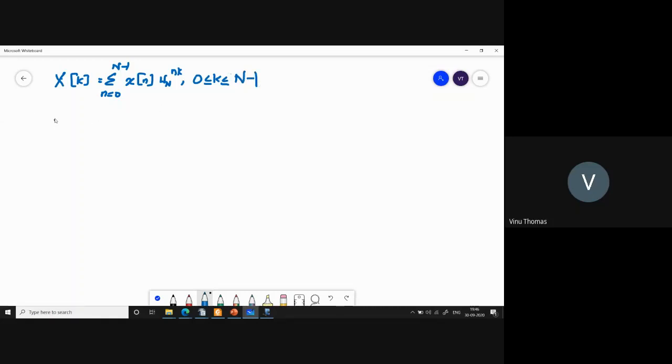x of n is equal to 1 by n sigma k equal to 0 to n minus 1 X of k W_N raised to minus n k for 0 less than or equal to n less than or equal to n minus 1.